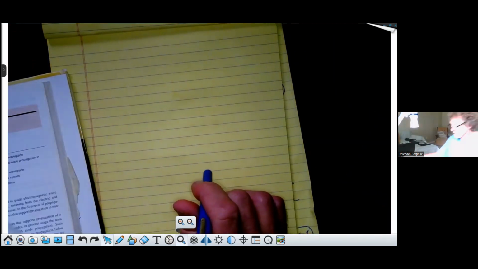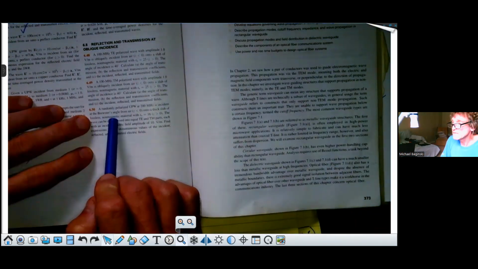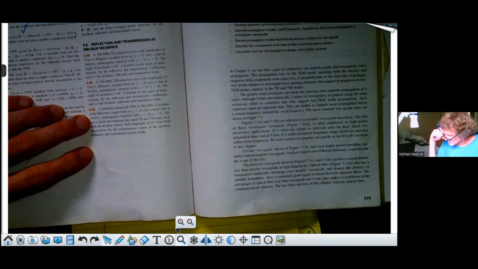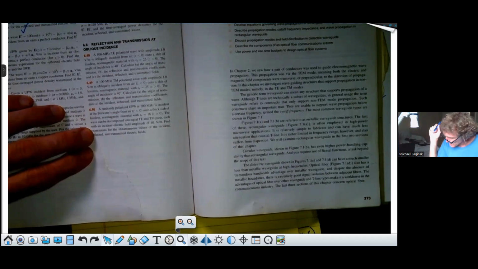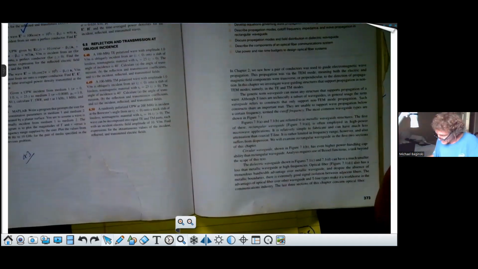All right. If you don't have your book, can you all read what I've got here? Can you see it okay? It says a randomly polarized, uniformly polarized wave at 200 megahertz is incident at the Brewster's angle from air onto a thick slab of lossless non-magnetic material with epsilon relative 16. The wave can be decomposed into TE and TM parts, each with an incident electric field amplitude of 10 volts. Find the expressions for the instantaneous incident, reflected, and transmitted electric fields.